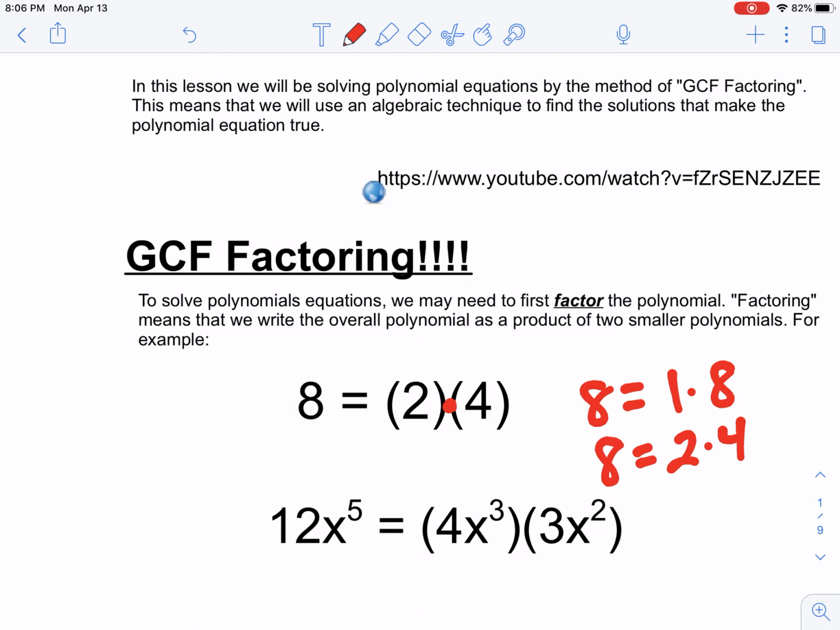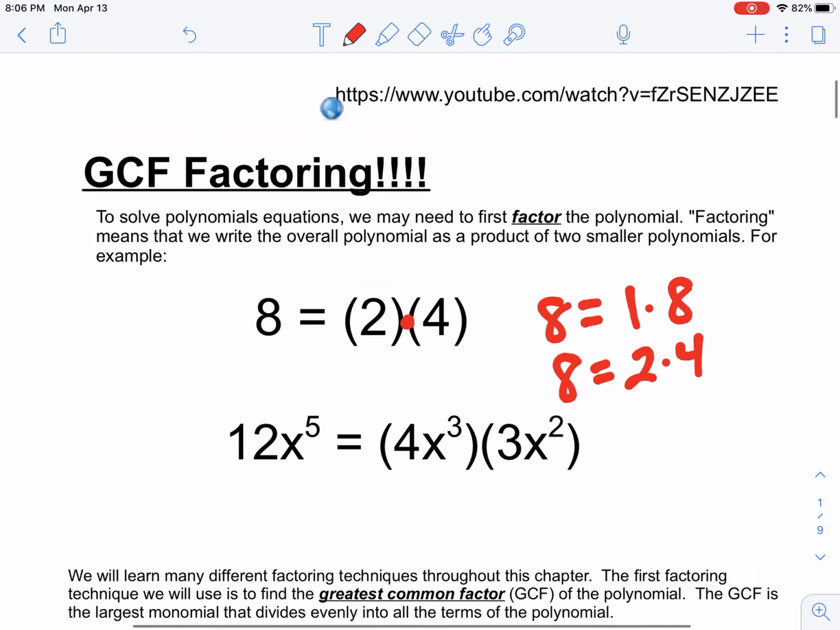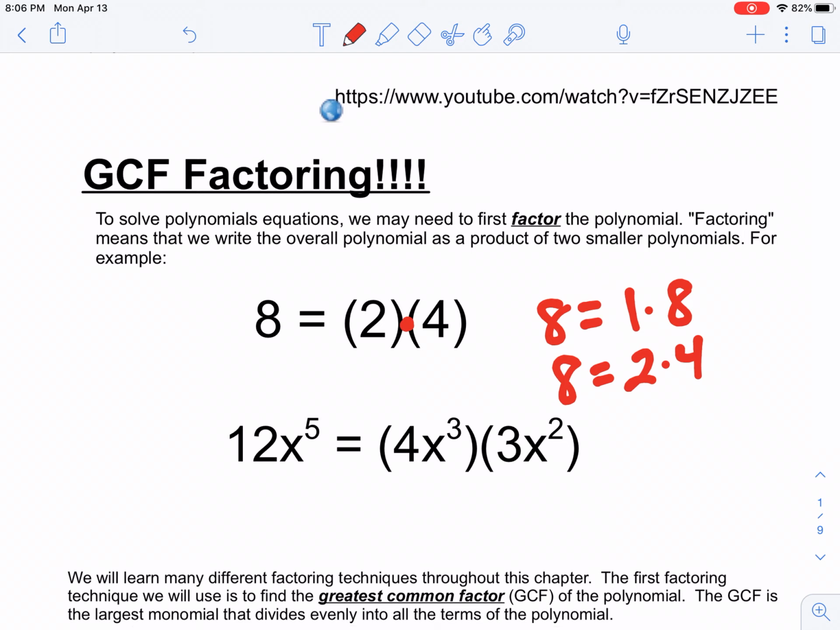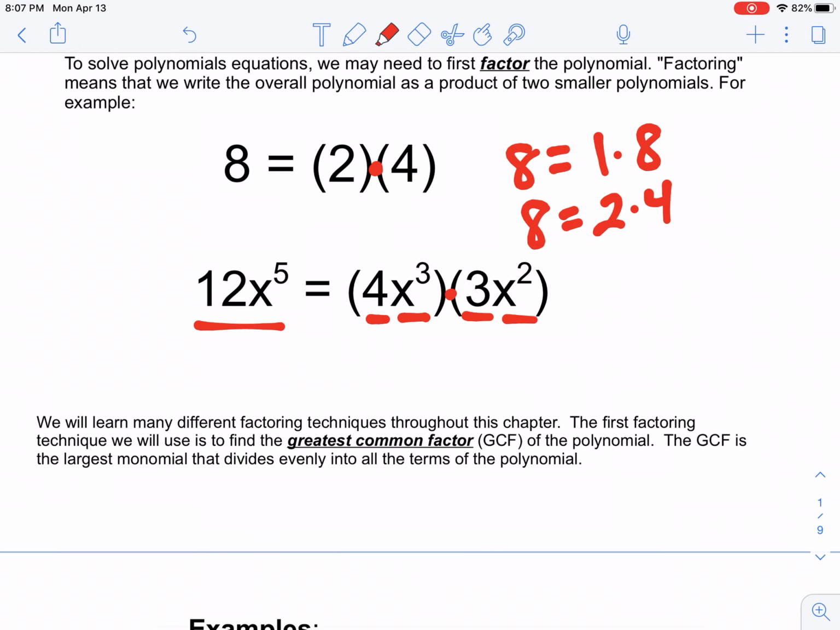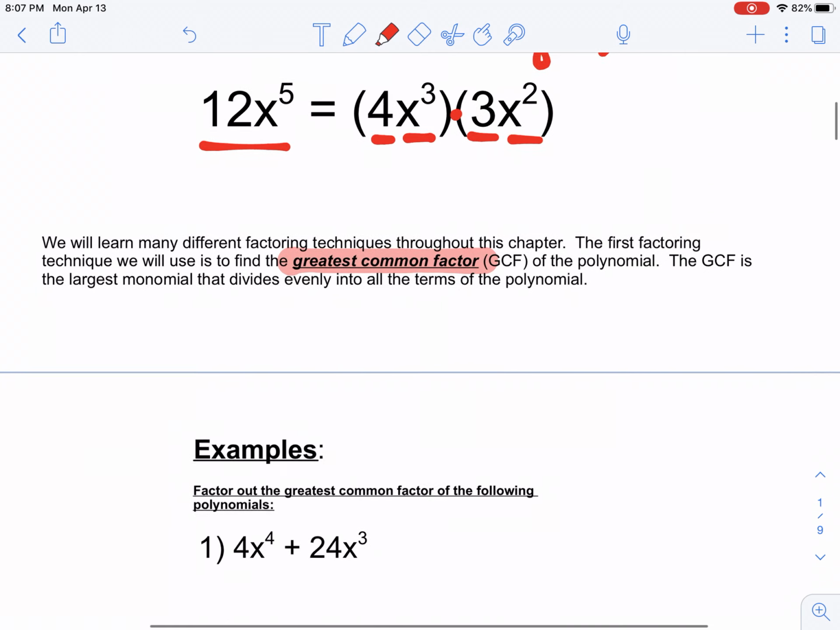Now in algebra, the trouble is that we're also going to be involving variables. So like, see this 12x to the 5th power here? So you have to come up with the factors of 12 and also factors of x to the 5th power. So one way of doing that is saying, okay, 12 could be 4 and 3, and x to the 5th could be written as x to the 3rd and x squared, okay? So that is one way of factoring 12x to the 5th. Now, this lesson is all about the greatest common factor, the GCF, all right?